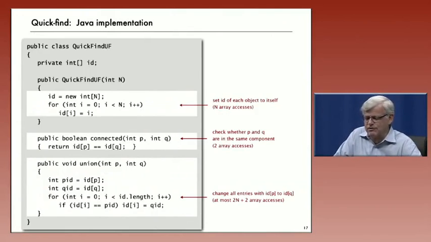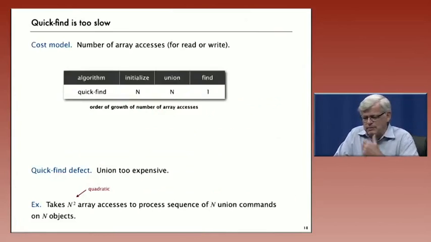And I mentioned that a lot of us would get this wrong. The mistake we might make is to put ID of P here rather than first picking out that value. And you can think about the implications of that. That's an insidious bug. So that's a fine implementation of QuickFind.